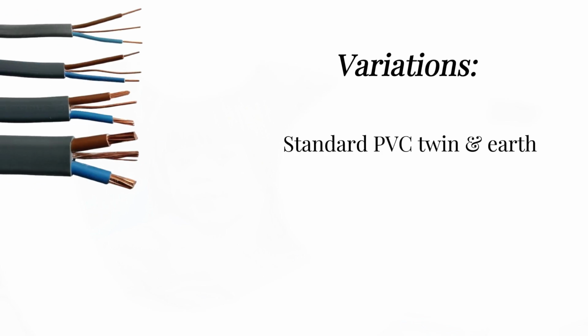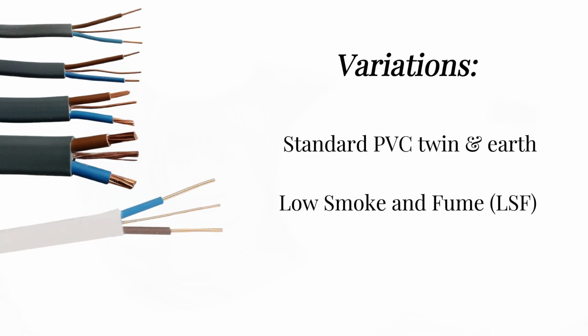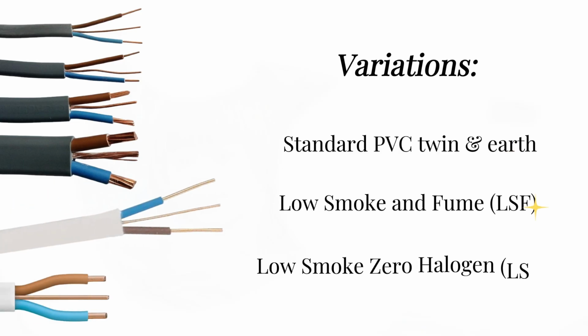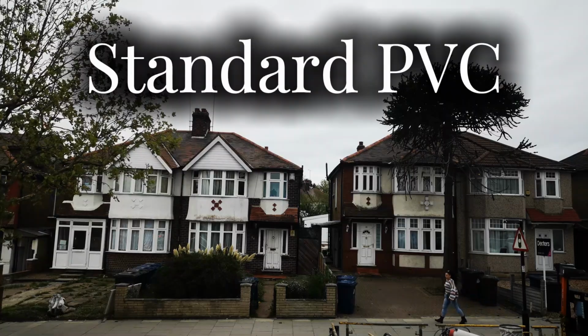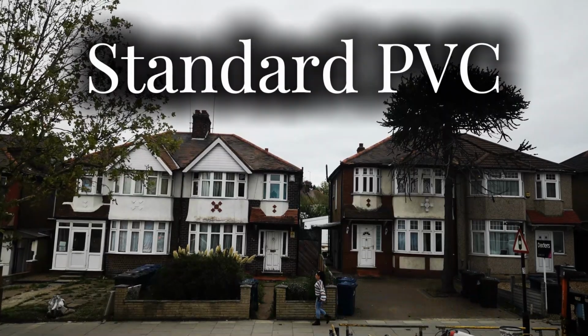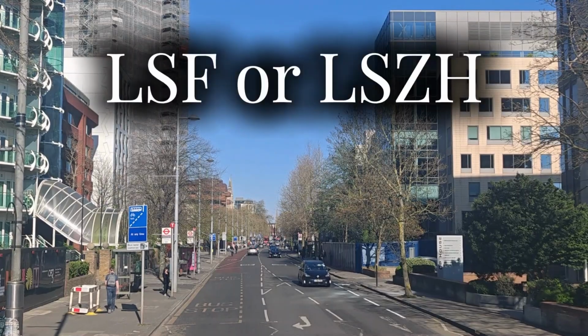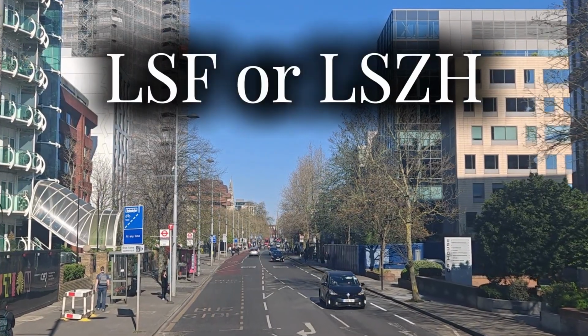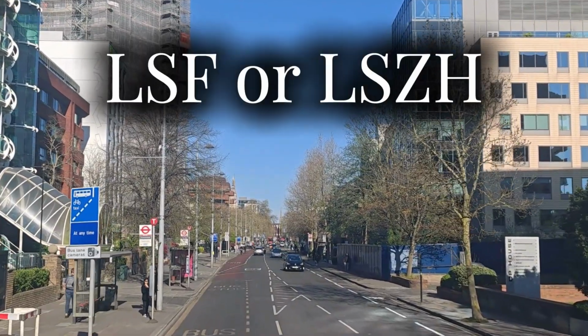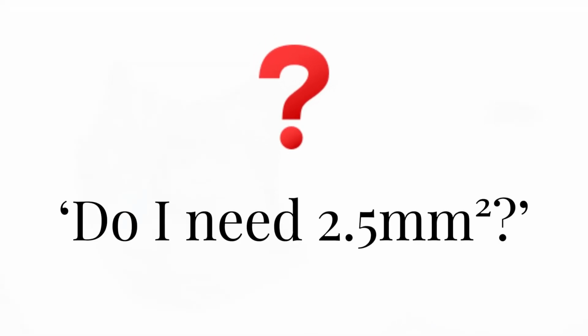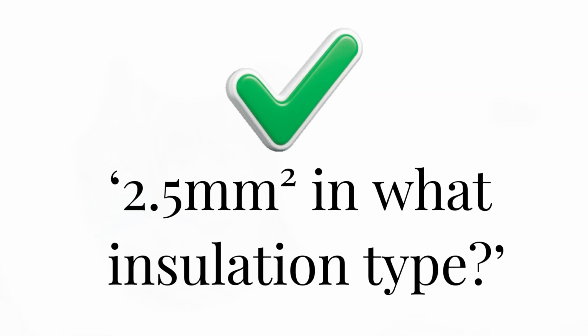Standard PVC twin and earth. Low smoke and fume, LSF. Low smoke, zero halogen, LSZH. In domestic houses, standard PVC is common. In escape routes, public buildings or certain specifications, LSF or LSZH may be required to reduce toxic smoke in a fire. So the question isn't just, do I need 2.5 square millimeters? It's 2.5 square millimeters in what insulation type?